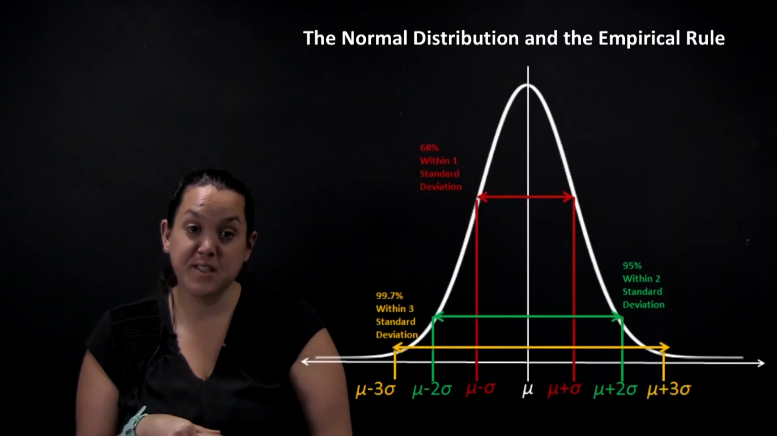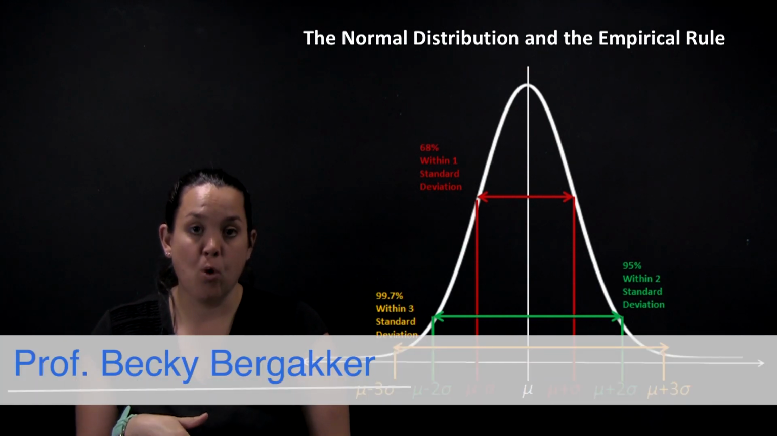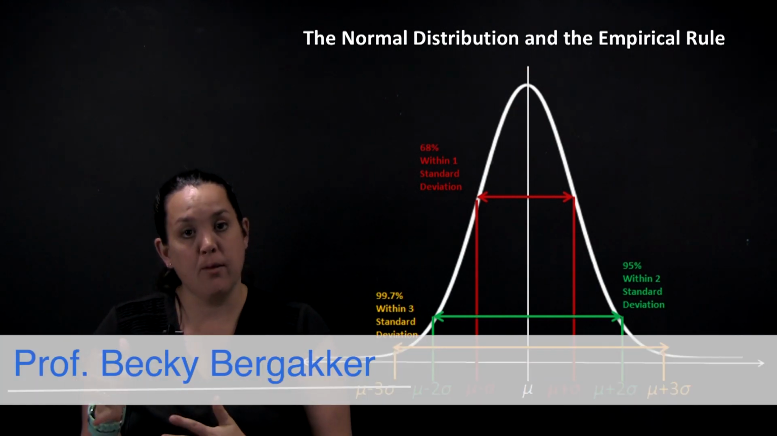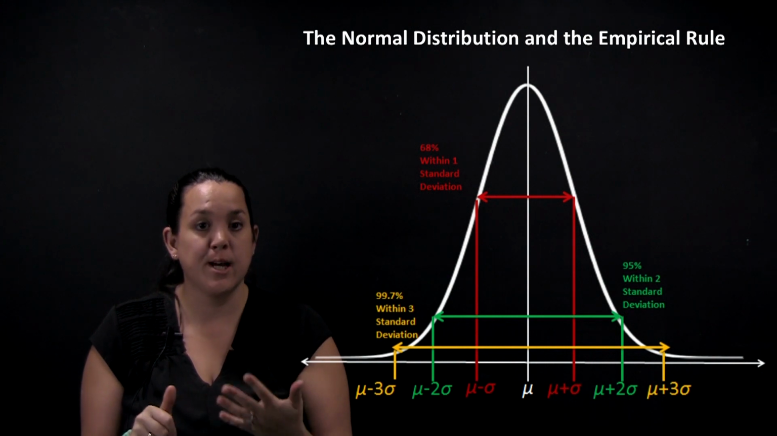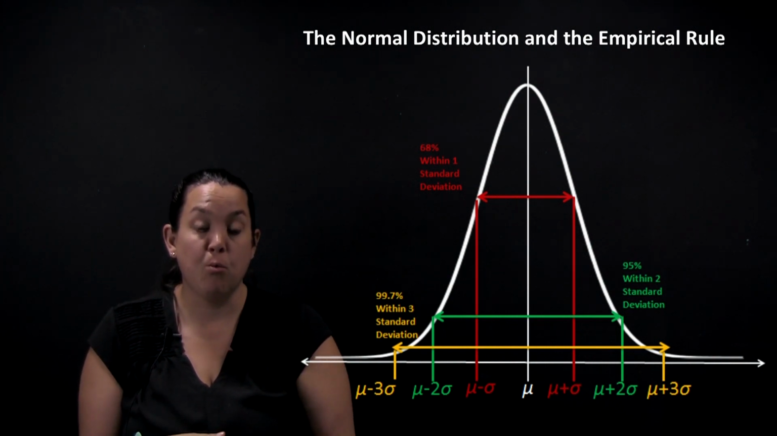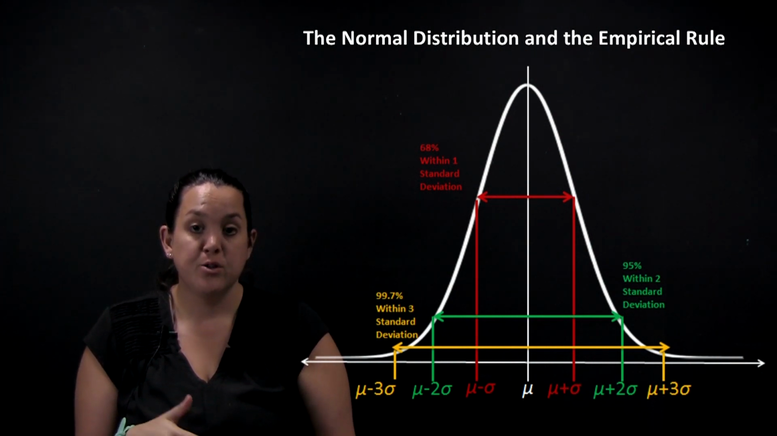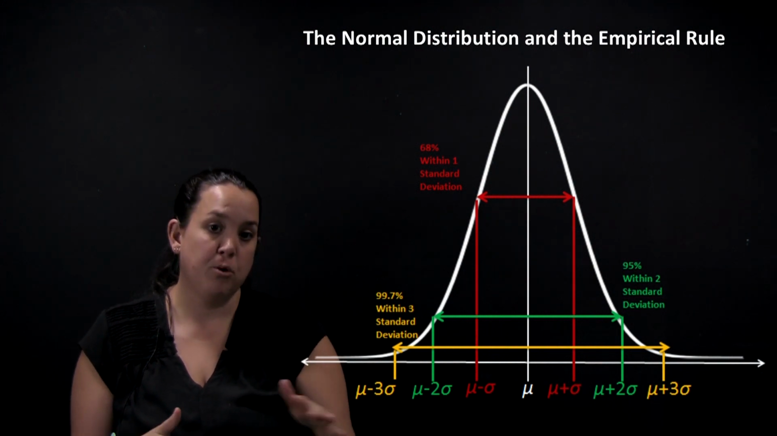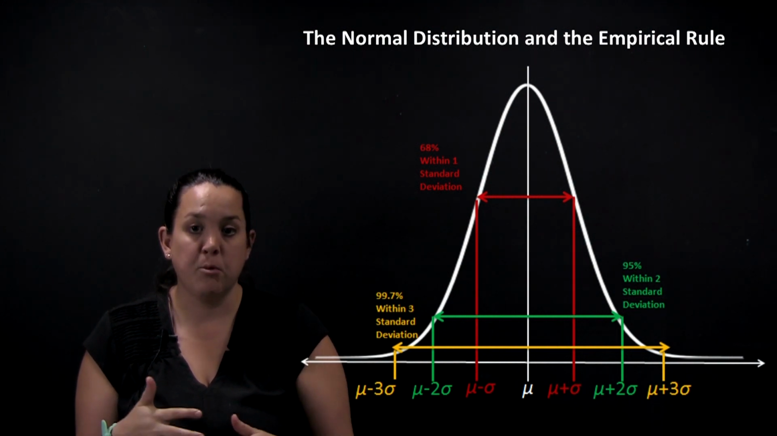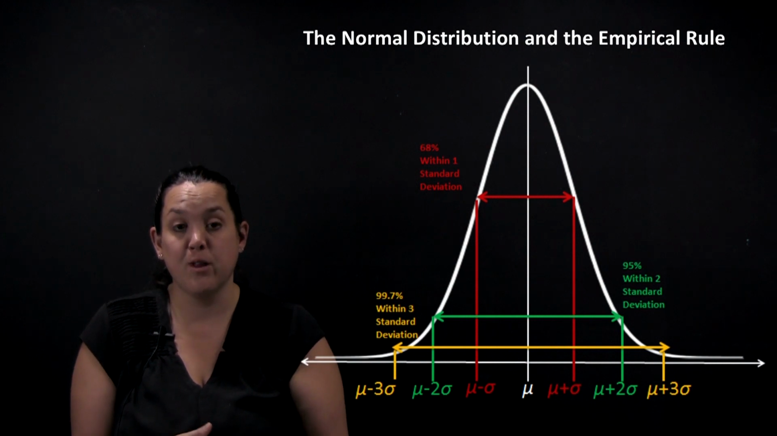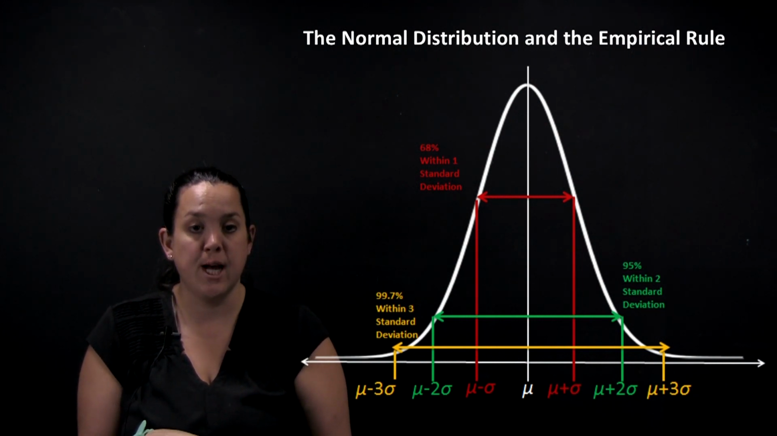So we're continuing our discussion on the analysis of one quantitative variable. Today we're going to look at the normal distribution and then using that distribution through a rule called the empirical rule. So we've looked at the normal distribution before, but today we're going to highlight some of its characteristics or remind you of some of the characteristics that the normal distribution has.